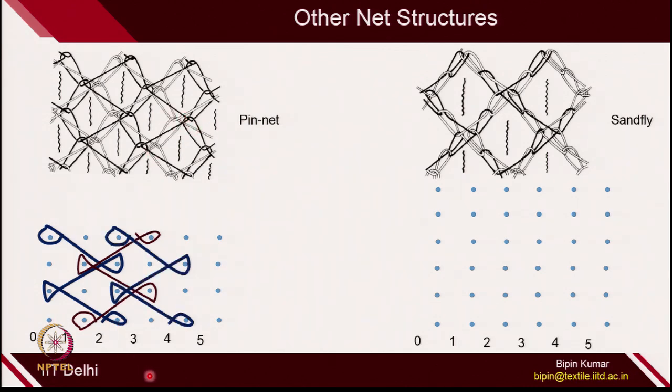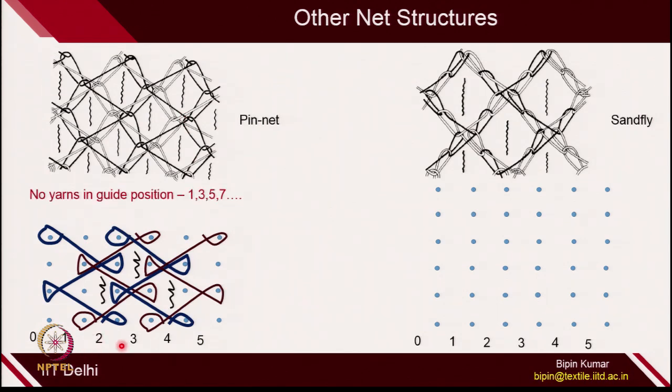And here you are leaving the guides in the first, third and fifth positions empty for both the guide bars. So, no yarns in guide positions 1, 3, 5, 7. Only the even numbers are working and they are making 2 cross 1 tricot. If you see sand fly net, this is also the same, and you are also leaving the guides in selected positions. The first guide is doing closed loop, open loop, then closed loop, then open loop, then closed loop.